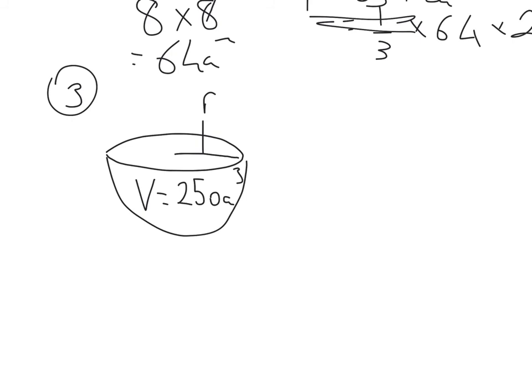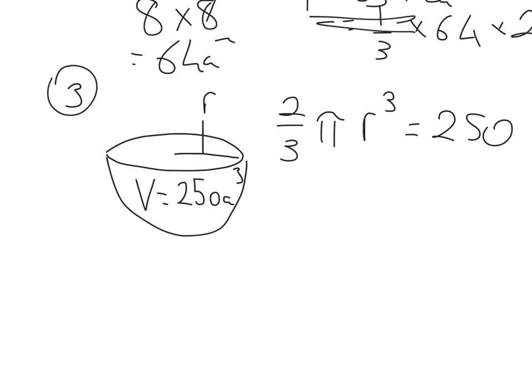Okay, question 3, a little bit different. This time we've got a hemisphere. Now, rather than being asked to find the volume of the hemisphere, I'm given the volume of the hemisphere, but I need to work backwards to find its radius. We'll remember that the volume of a sphere is 4/3 pi r cubed. So the volume of a hemisphere then is 2/3 pi r cubed, and I know that that's equal to 250.